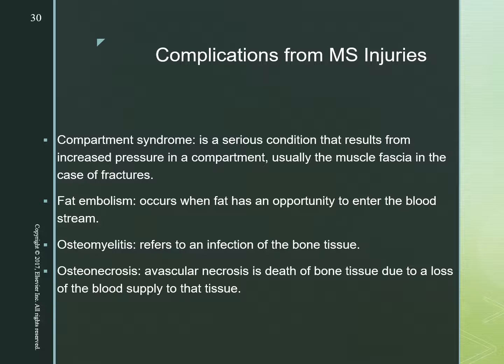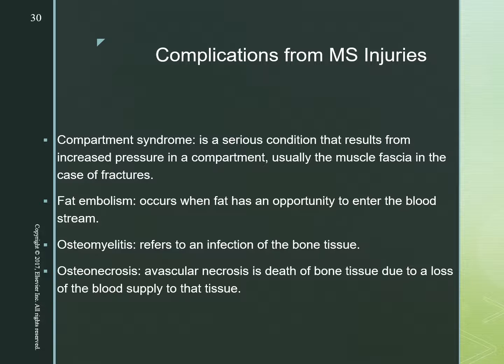Fat embolism occurs when fat has the opportunity to enter the bloodstream. It's usually after a fracture to one of the long bones. Outcome can be fatal if it travels to vital organs such as the brain or the heart or lungs. Osteomyelitis refers to an infection of the bone tissue. This is a serious complication, goes undetected, and can take months to resolve.